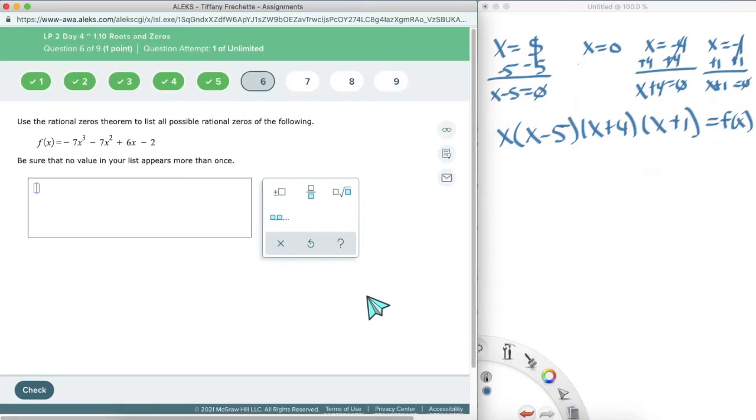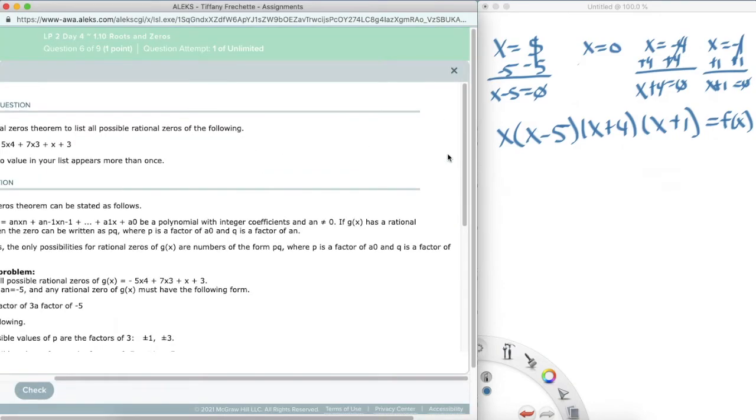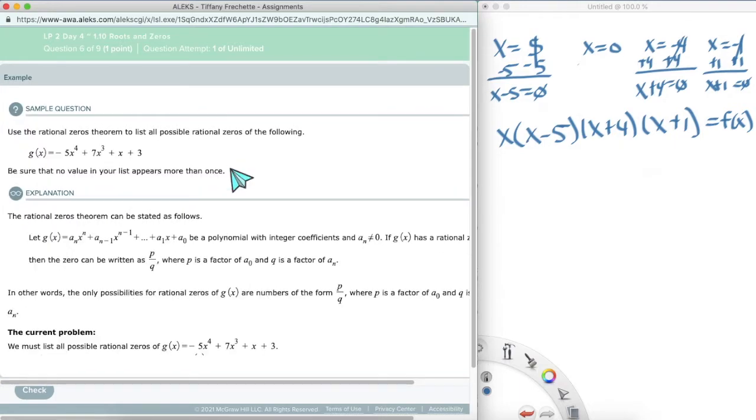Okay. Use the rational zeros theorem to list all possible zeros of the following. So if you don't know what the rational zeros theorem is, you're definitely going to want to hit example there so that it explains it to us, because that's definitely going to be a little bit more difficult if we don't understand.